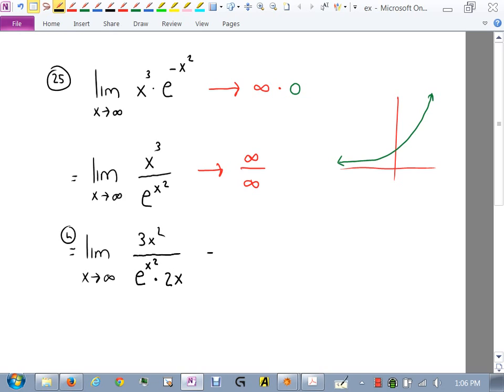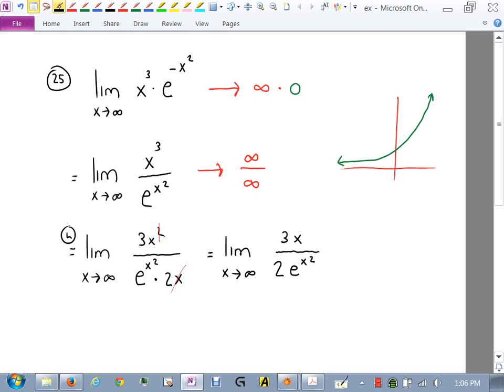Now, before I do anything else, I'm going to simplify this. I get one of those x's to cancel, right? This is x squared, this is x right here. I get one of them to cancel. So I could put something like 3x over 2 e to the x squared. One x canceled there. And now I have infinity over infinity still.